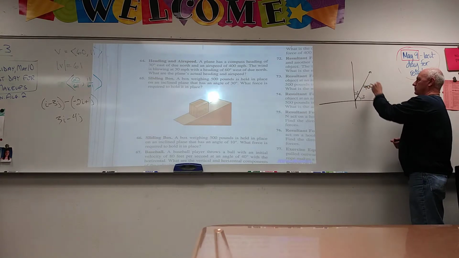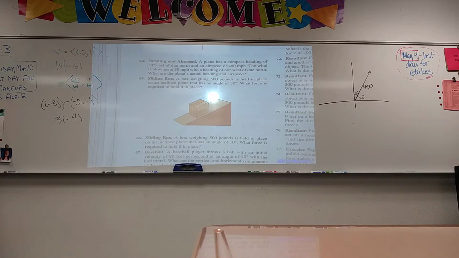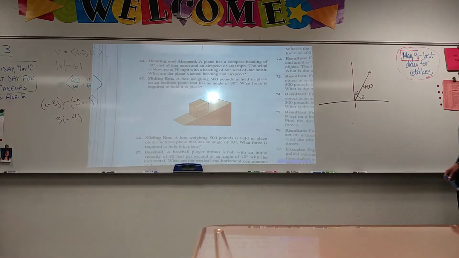So, there's our magnitude of 400. Are we okay with that vector? Yeah. Okay, it has a magnitude of 400. It is 30 degrees east of due north.